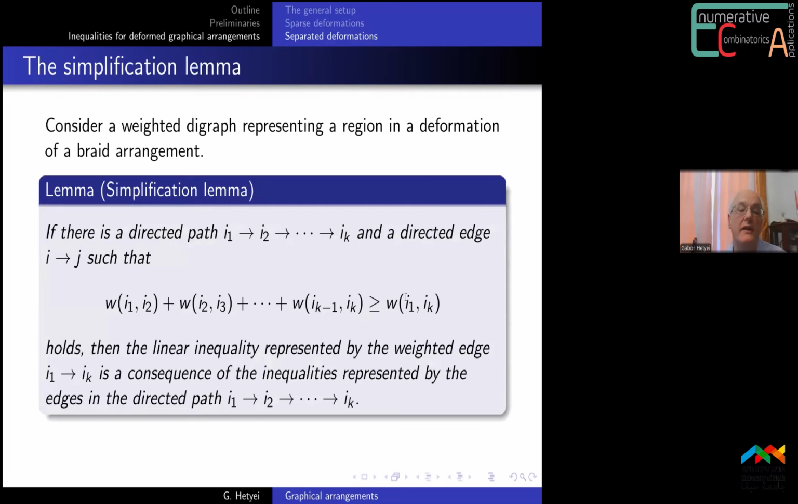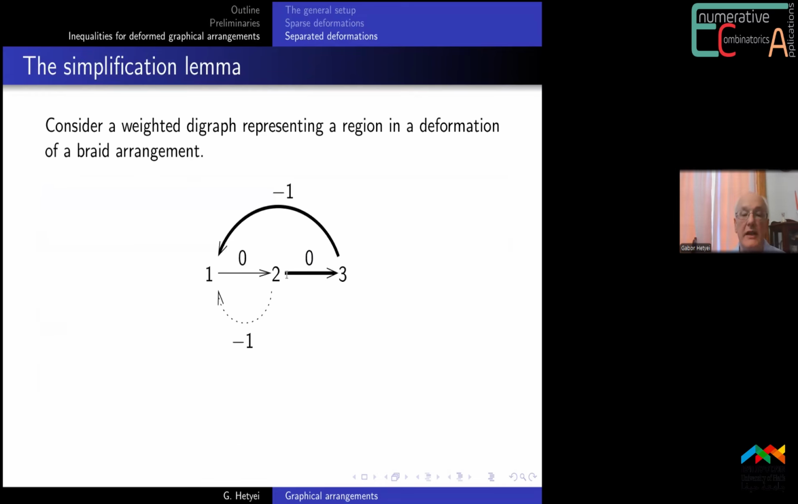Now, this is another very important fact, the simplification lemma. Look at this picture here. The weight of 0 plus the weight of -1 here already implies the weight on this edge. And the converse is also true, namely whenever an inequality can be omitted because it's a consequence of the others, then you can also prove it graphically.